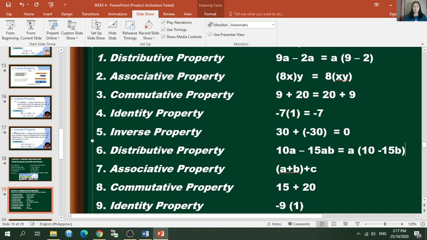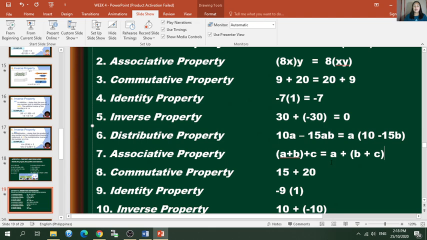Okay, that's correct. Next, for number 7, we have associative property. What will be? Changing the groupings, A plus B, oh wait, A plus B plus C. Okay, so you are going to group B and C.